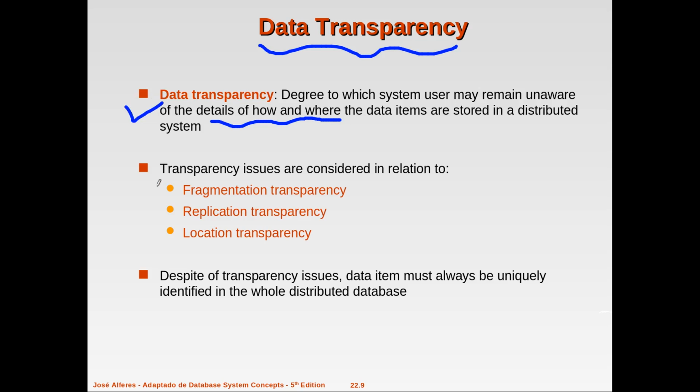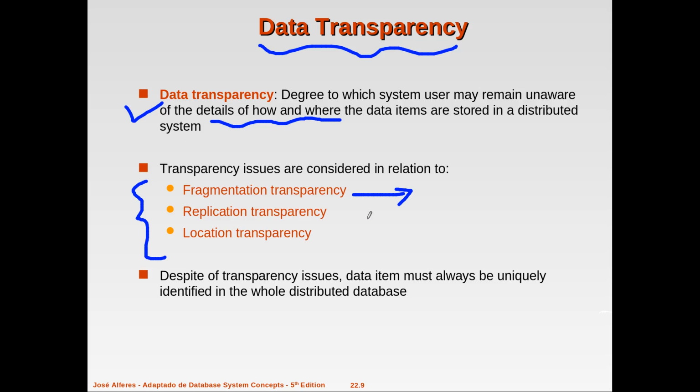Now there are three types of transparencies. One is called fragmentation transparency. Fragmentation transparency means the user is unaware of having different fragments of a particular relation. If I want to access some data, I enter the query and I get that data. I don't know whether the relation is fragmented into different tuples or different attributes. I am unaware of that, still I access all the required information by using the transaction statement.